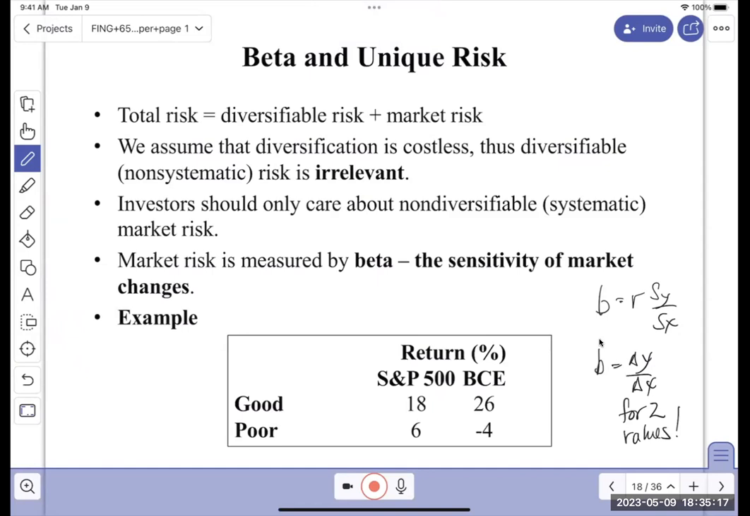So the theory proposes that investors at little cost can just pick a set of assets large enough that they've taken advantage of the diversification effect. But beyond that, to reduce or to control the riskiness, they'd have to care about the non-diversifiable or systematic market risk. Now, market risk per security is measured by the beta. Remember, the beta is a measure of the sensitivity of returns to market changes.